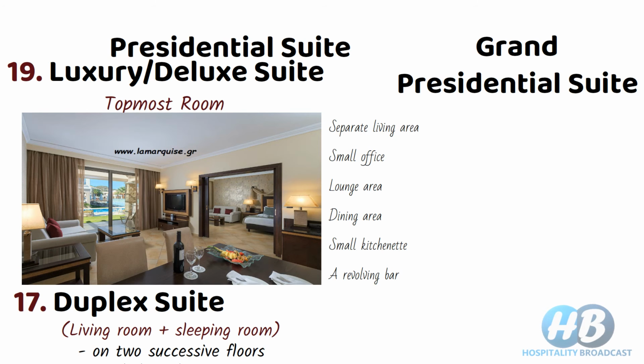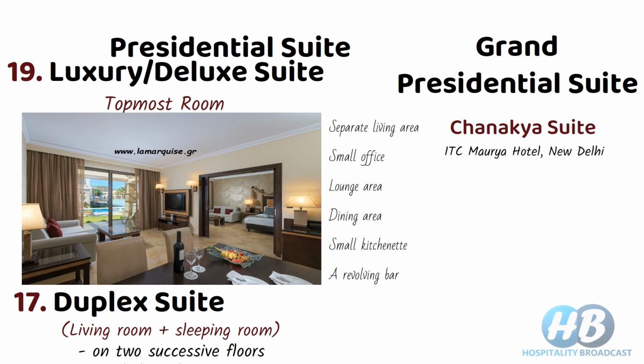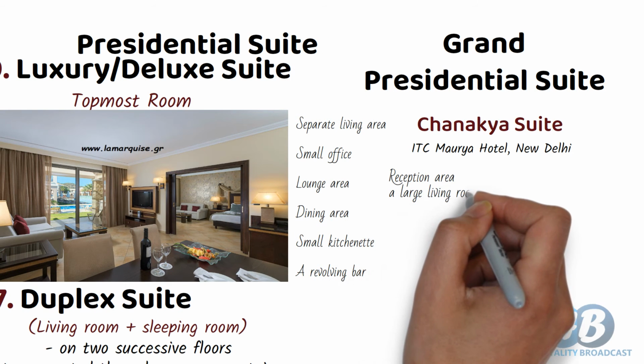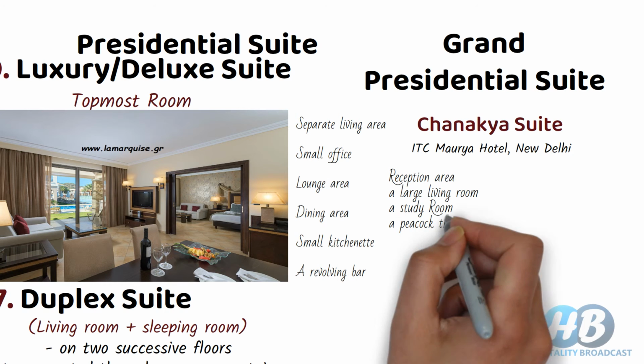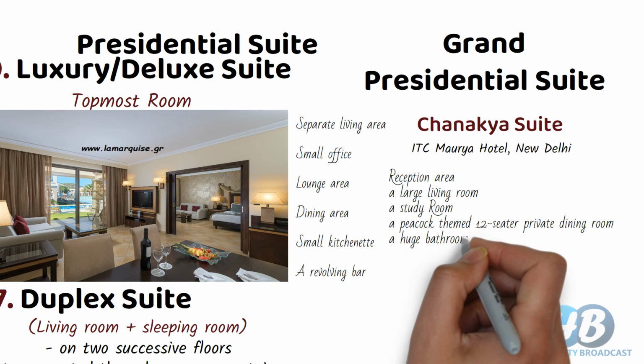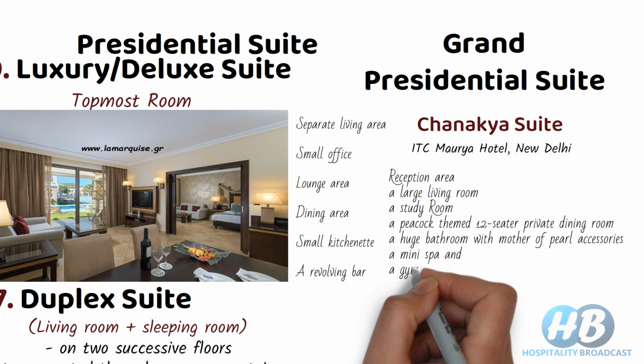For example, the Grand Presidential Suite or Chanakya Suite in ITC Maurya Hotel, New Delhi. This suite comprises a reception area, a large living area, a study area, a peacock-themed 12-seater private dining room, a huge bathroom with mother-of-pearl accessories, and a mini spa and a gymnasium also.